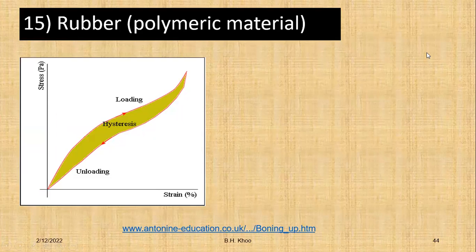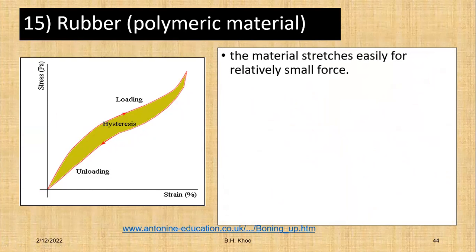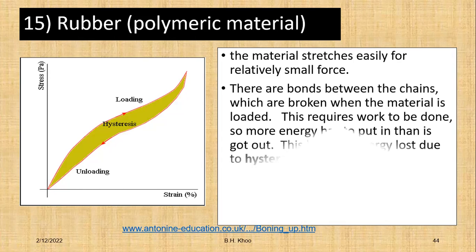Right? Rubber, this is called polymeric material. This part is where you apply the load. This part is where we remove the load. The two curves don't coincide. Why? The material stretches easily for relatively small force. What happens when you apply a force? The bonds between the chains are broken when the material is loaded. You can think of the inside there, the molecules are long chains, and between the chains of molecules there are intermolecular forces or bonds. So the bonds are broken when you stretch it. When you break them, this requires work to be done, so more energy has to be put in. That's the reason why. When you break the bond, you need energy.